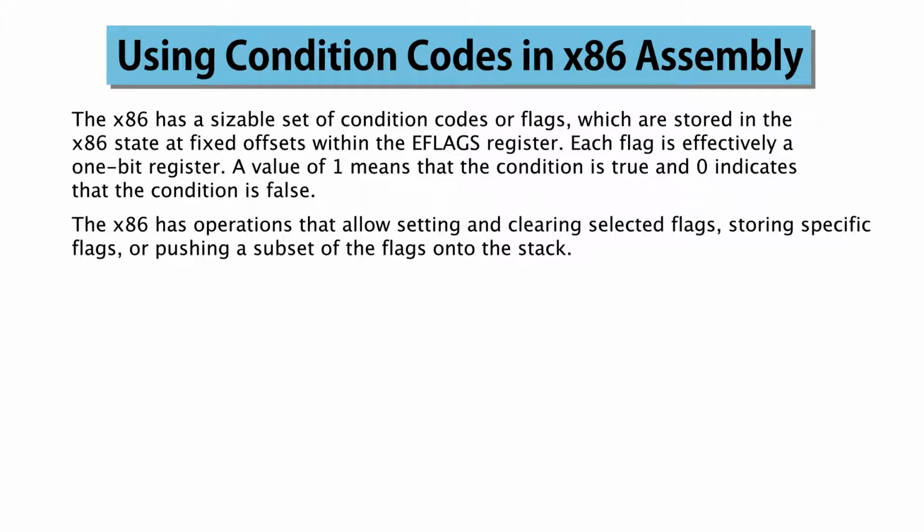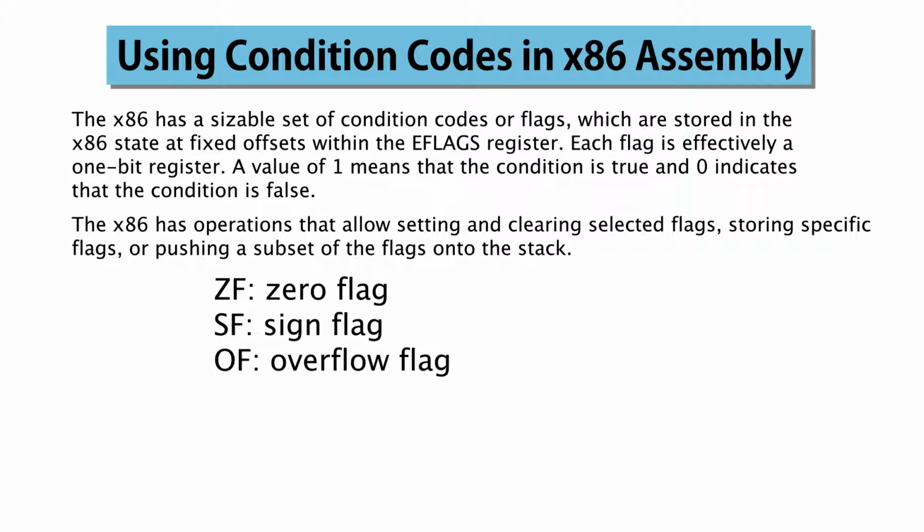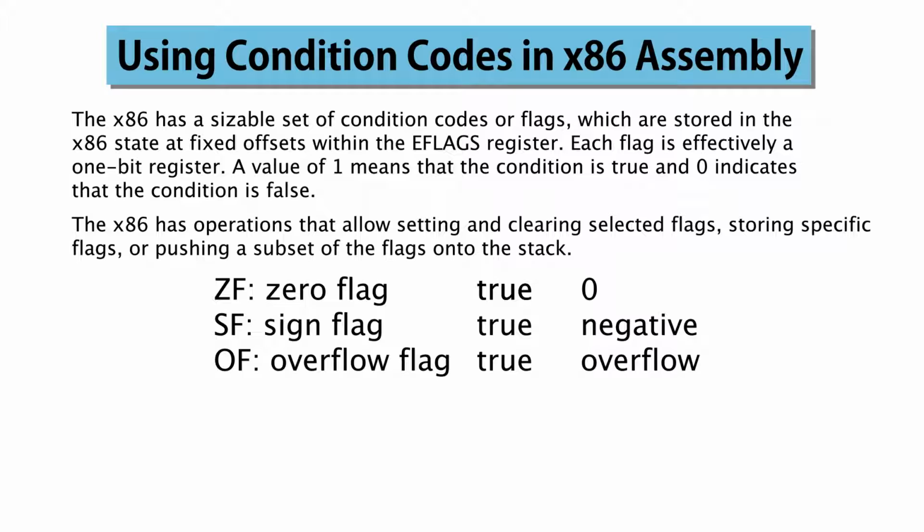We'll consider only 3 of the many x86 flags. ZF is the zero flag, SF the sign flag, and OF the overflow flag. The zero flag is set to true if the most recent computation yielded a 0 result. If the sign flag is true, it means that the result was negative. And if the overflow flag is true, it means that the most recent computation resulted in a signed overflow. Check out the x86 documentation for the other flags and what they mean.